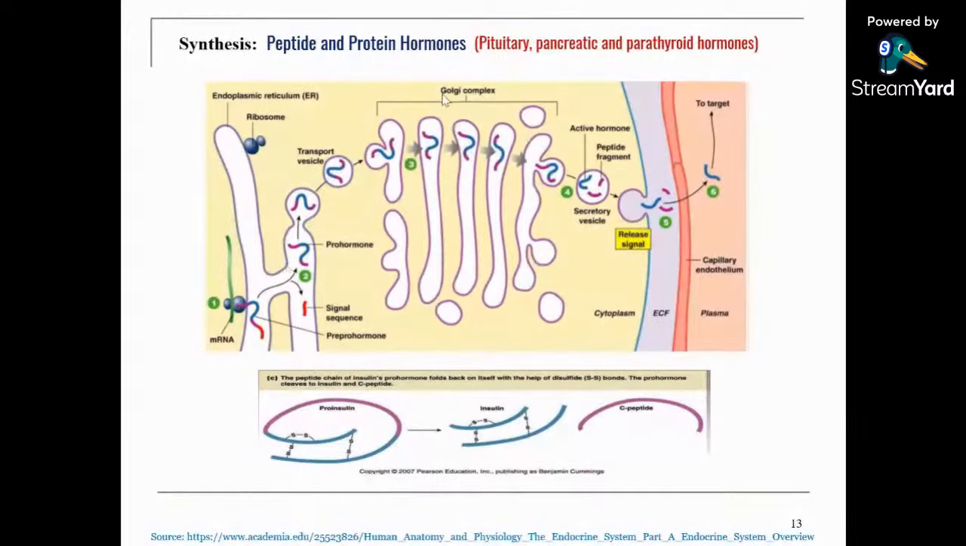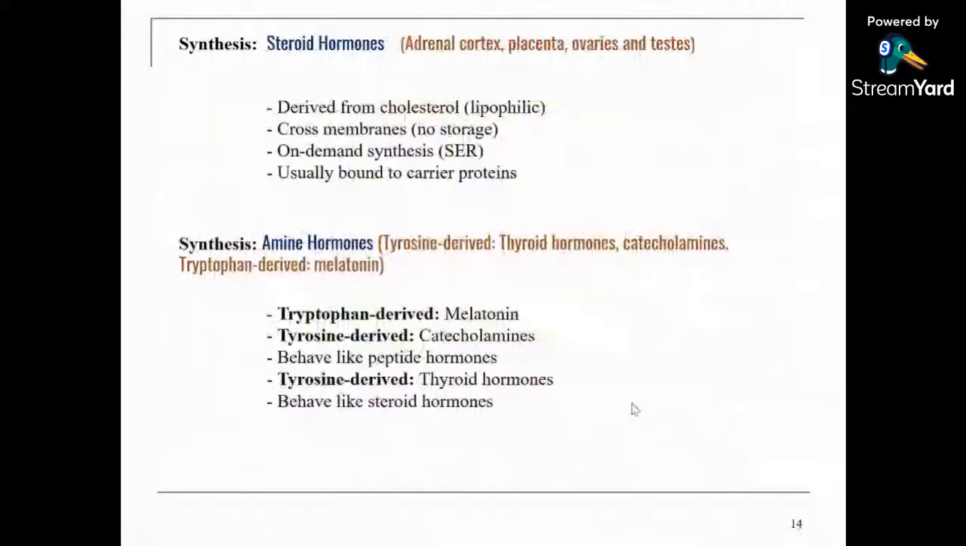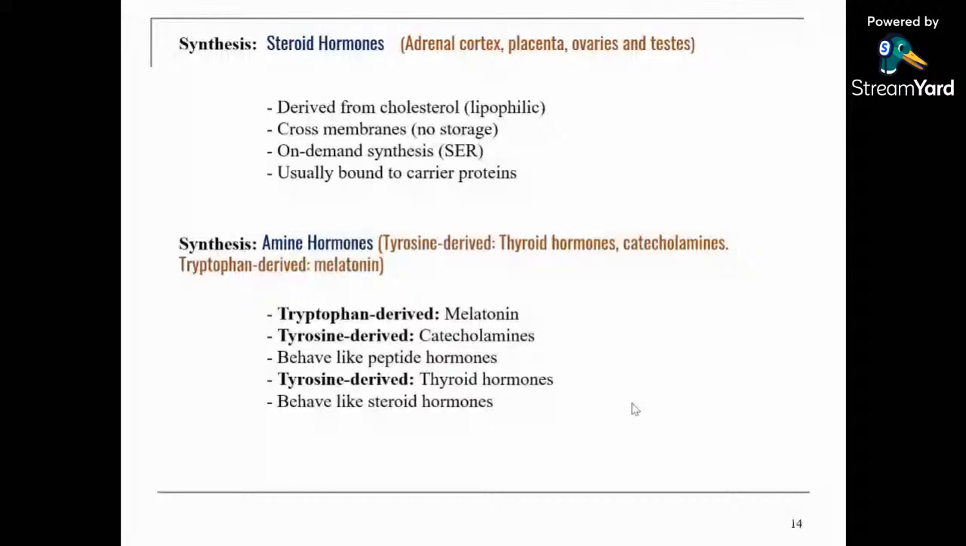At the bottom, you can find insulin, which is initially attached with the additional sequence. It is inactive, and when it comes into the blood circulation, the peptide is fragmented, and then insulin starts to work. Next, steroid hormones are mainly secreted from the adrenal cortex, placenta, ovaries, and testes. They are mainly derived from cholesterol, and they can cross the membrane, usually bound to carrier proteins. Another class is the amine hormones, like melatonin, which is tryptophan derived. Catecholamines are tyrosine derived, but they behave like peptide hormones. Thyroid hormone is also tyrosine derived, but it acts like a steroid hormone.